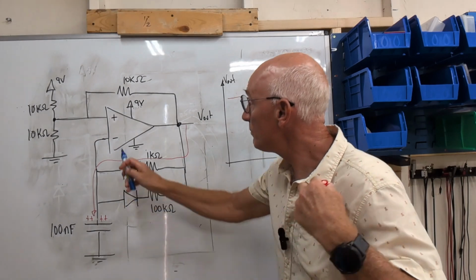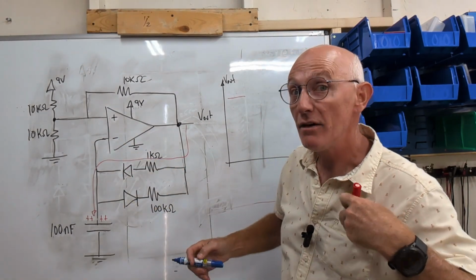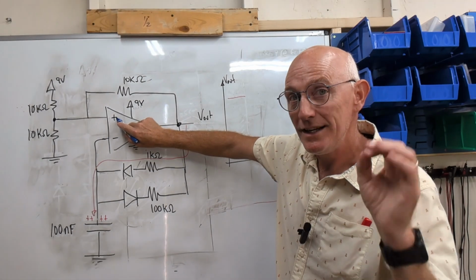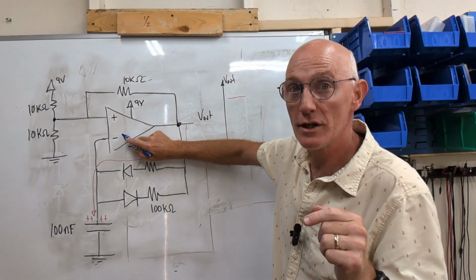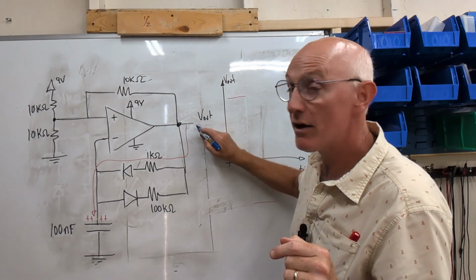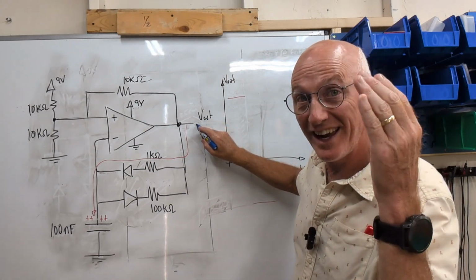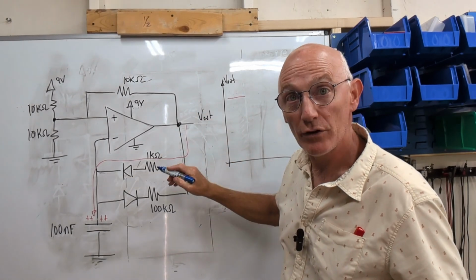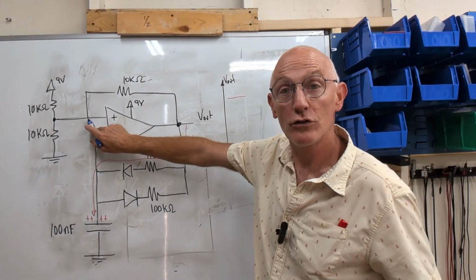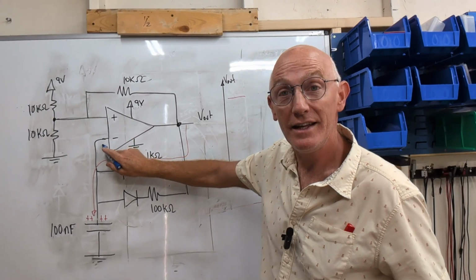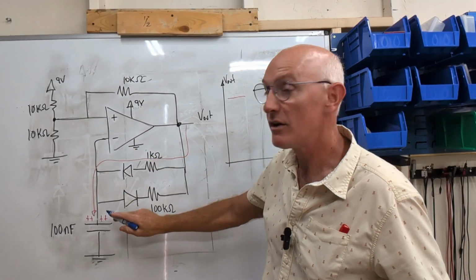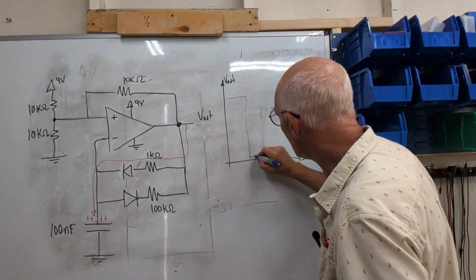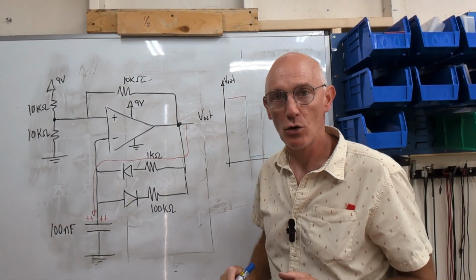When the inverting input voltage goes above 6 volts, look at this op-amp. We have 6 volts on the non-inverting and something larger than 6 volts on the inverting. Therefore, the voltage output will tend to decrease. As soon as Vout starts decreasing, this voltage will decrease faster than the inverting input because there's a capacitor on the loop. This will cause Vout to drop to 0 volts very quickly.